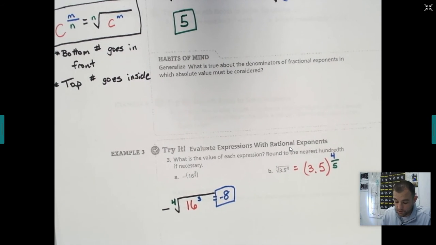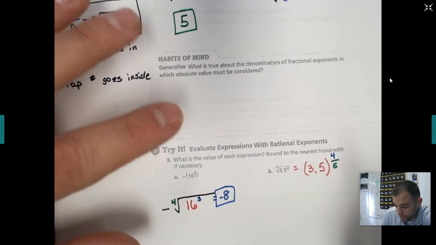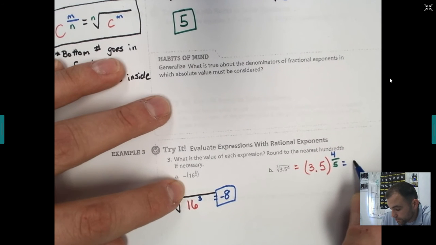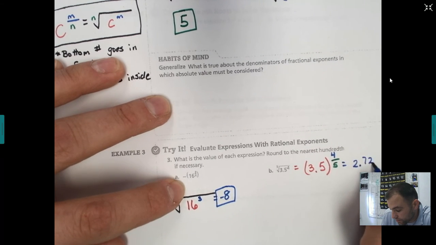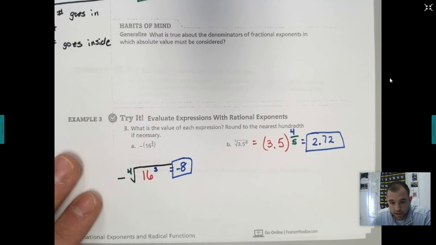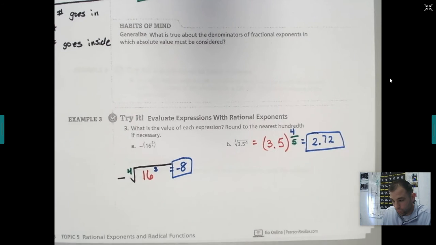Okay? So again, we just go to Desmos and type this in. The 5th root of 3.5 to the 4th. If I did that, I think you guys know how to type that in by now. It would give me an answer of 2.72, and it says round to the nearest hundredth. Okay, so 2.72 would be my answer for that one. Okay, so those are the first 3 examples.